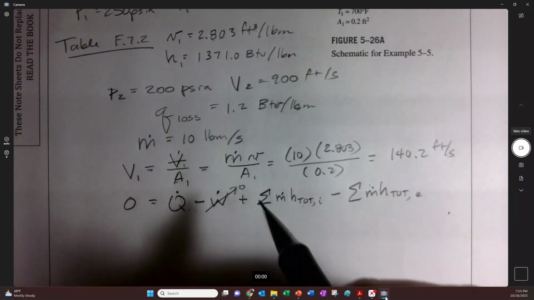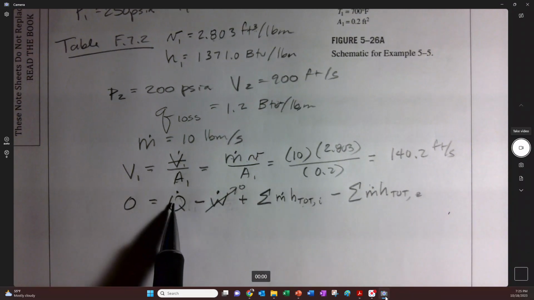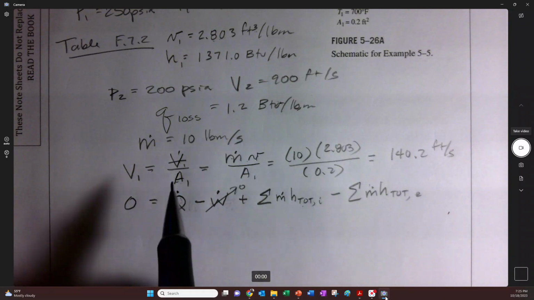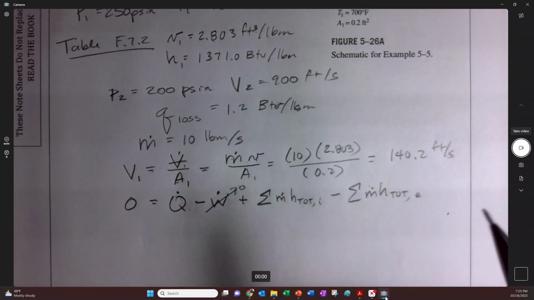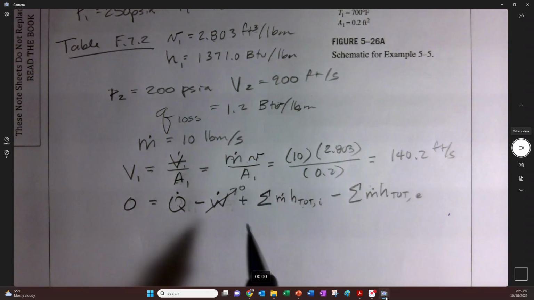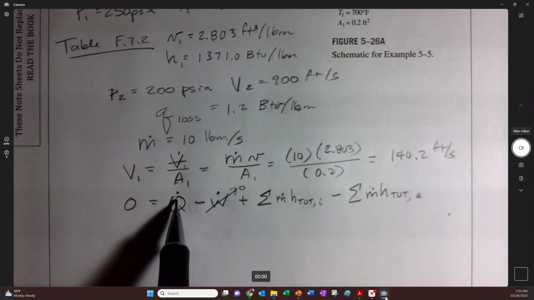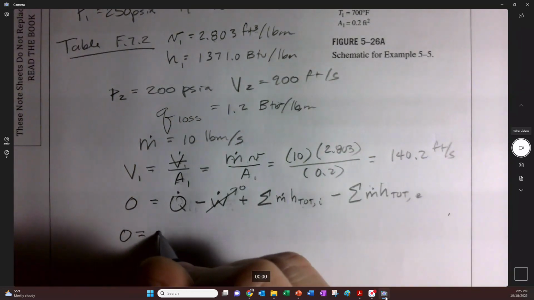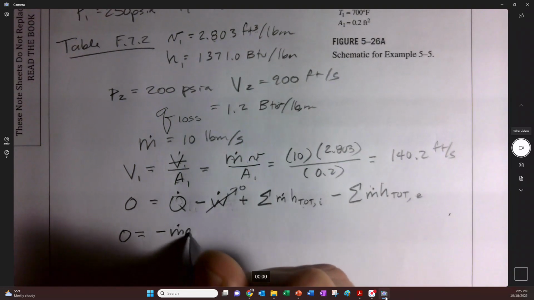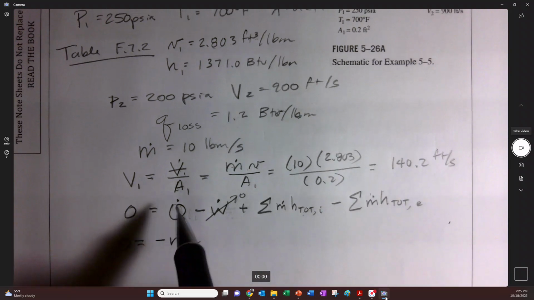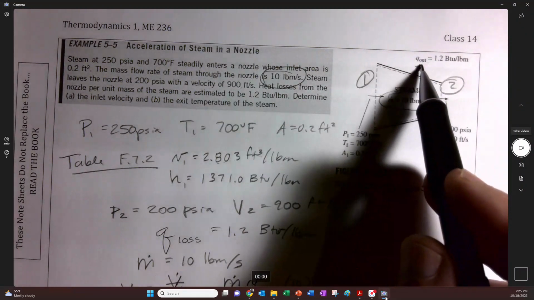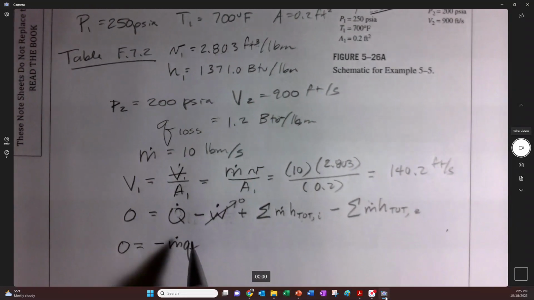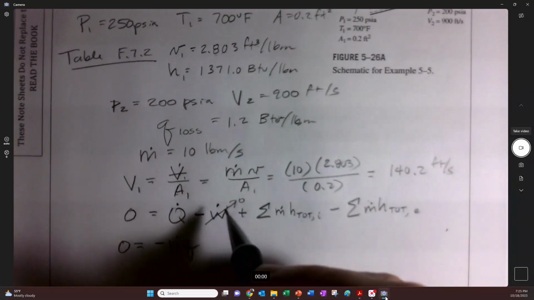There's no work being done, but there is heat. And now generally this is heat in. So if this is not heat in, as in this case, it's heat out, it's going to be negative. And they gave it to us on a per mass basis. So setting this correctly, we would say negative M dot Q, right? They gave us the Q out, but this Q is Q in. So if you're using Q out, you need to make it a negative.